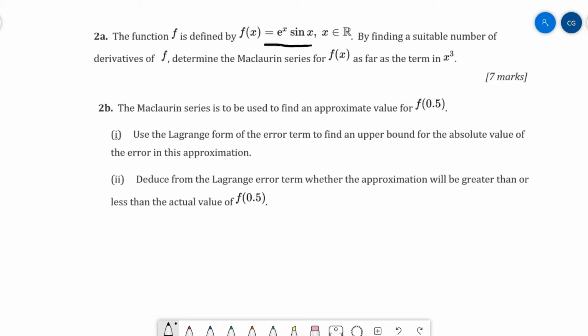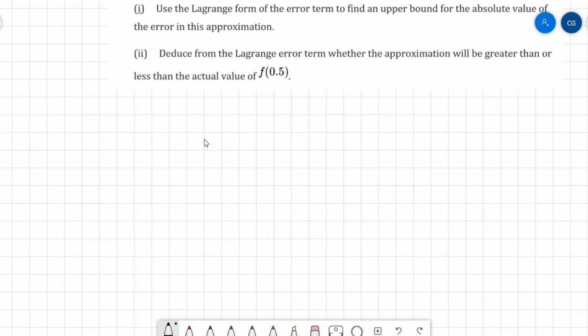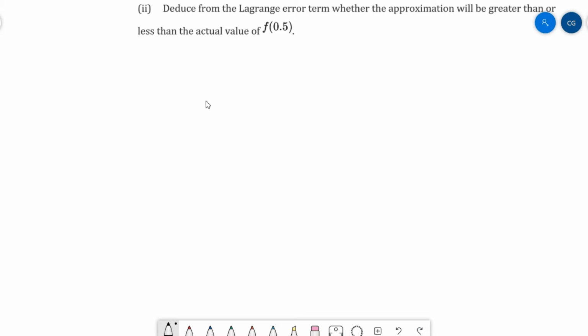We see here that they have given us a function f of x. So for all Maclaurin functions, what we have to do is go and find the first, second, third, and fourth derivative. So let's write it out. F of x is equal to e to the x times sine of x.